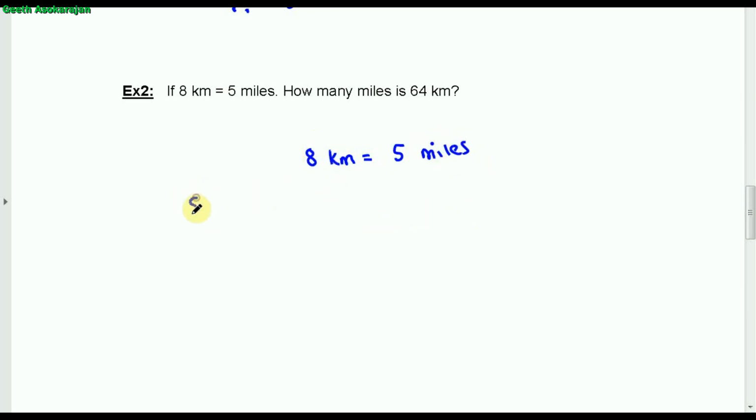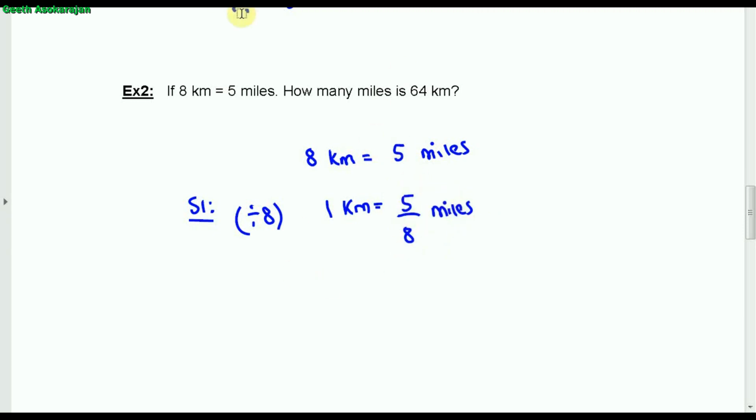So first of all, in step number 1, let's find how many miles is equivalent to 1 kilometer. In order to make this 8 kilometers a 1 kilometer, we need to divide both sides by 8. So 8 divided by 8 is 1. So 1 kilometer is equal to 5 over 8. Let me keep this as a fraction. So this means that 1 kilometer is the same as 5 over 8 miles, or 5/8 of a mile.